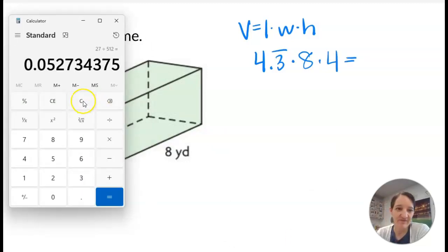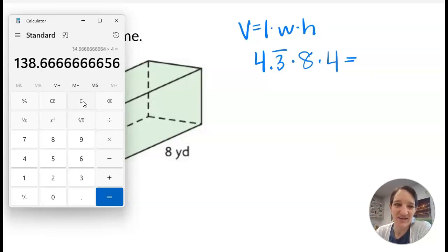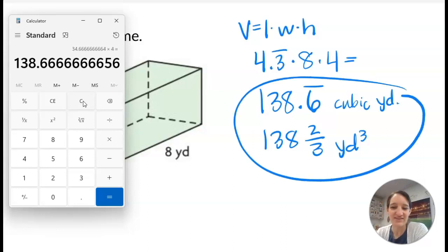All right, my volume formula, I did length times width times height, so 4.33333 times 8 times 4, and I get 138.6 repeating it looks like, and that's the same as 138 and 2/3 yards cubed or cubic yards. Either one of those is correct.